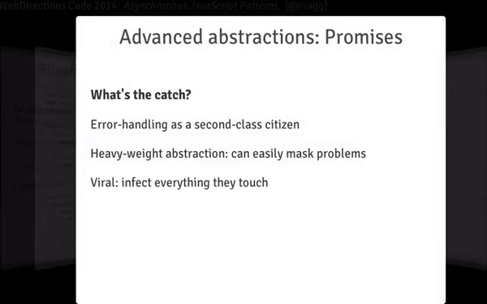For simple tasks, they're a very heavy covering on something that should be simple, and they can easily mask problems, particularly performance problems, because it's not always intuitive what order things are happening, whether they're sequential, whether they're parallel. And they're also viral. They infect everything they touch. You need clear barriers of when you're using promises and when you're not. Otherwise, everything has to be promisey in some way. But your mileage may vary with these.